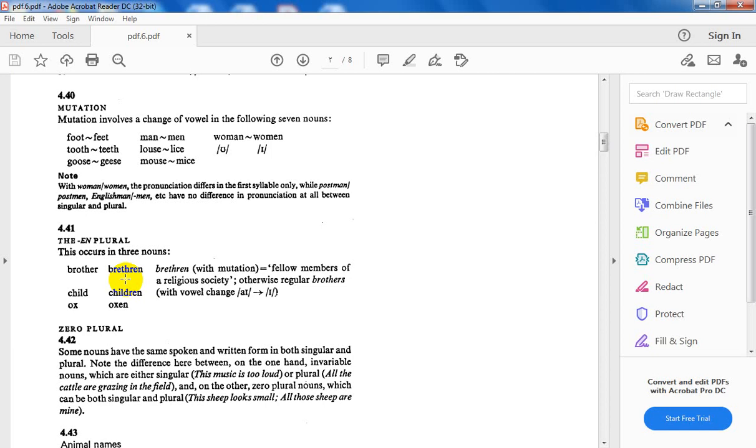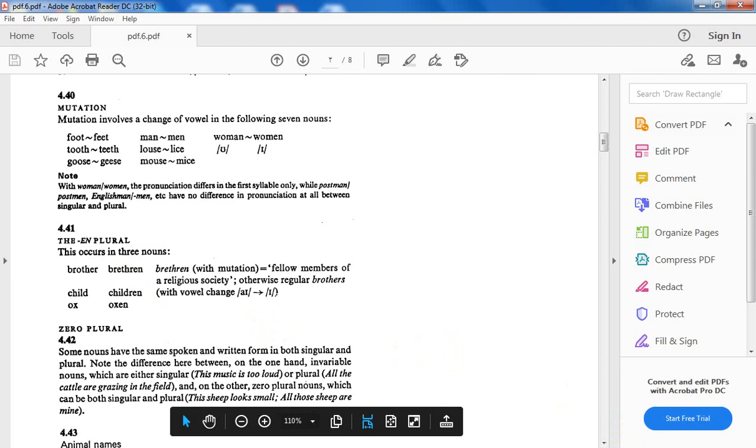What are they? Fellow members of a religious society, for example in church, in masjids, and something like that. So they are priests, clergy, and they are called brethren, as the plural form of brother.